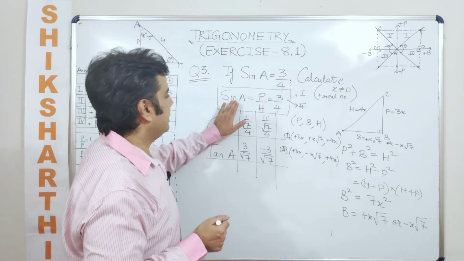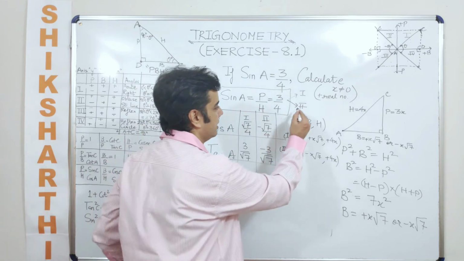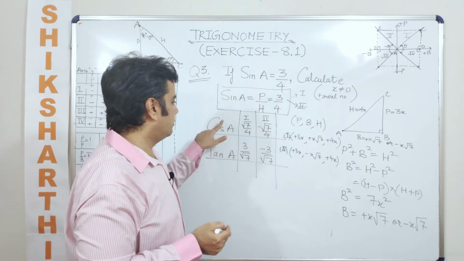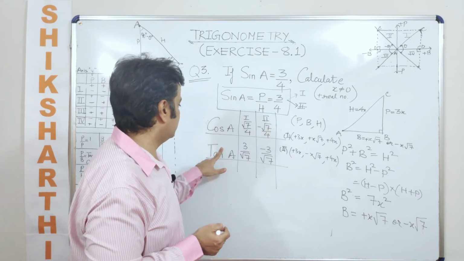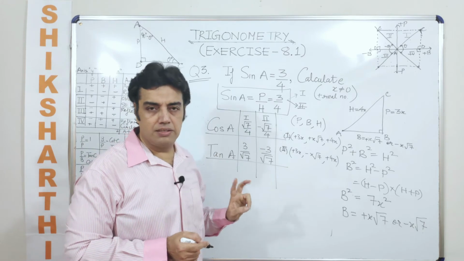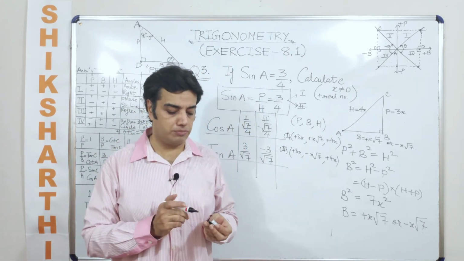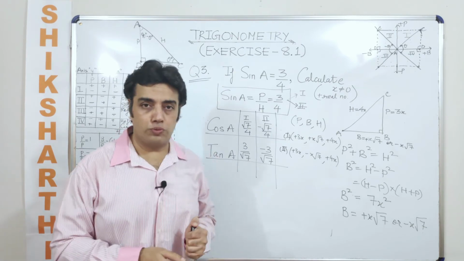Right? So if sine A is given as 3 by 4, then we are talking about first quadrant and the second quadrant. And in the first and the second quadrant, cos is positive in the first, negative in the second. Same with tan. Tan is positive in the first, negative in the second. This is the complete and the correct answer that you are supposed to give. Let's move on to the fourth question.